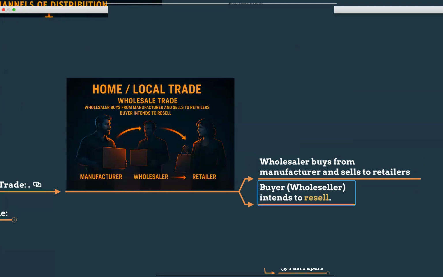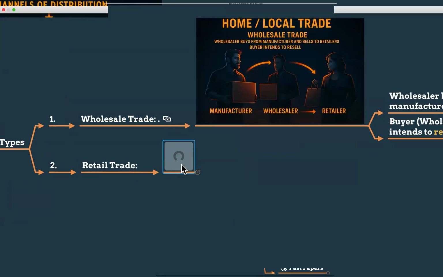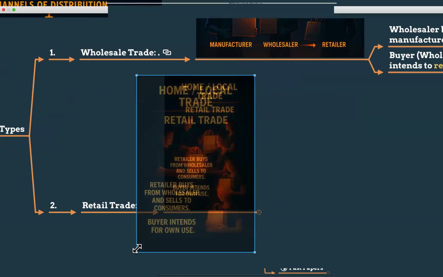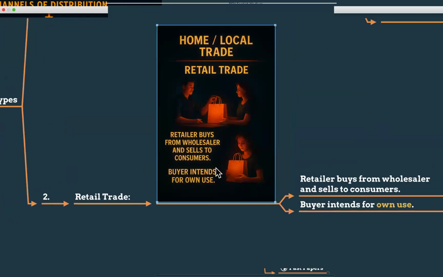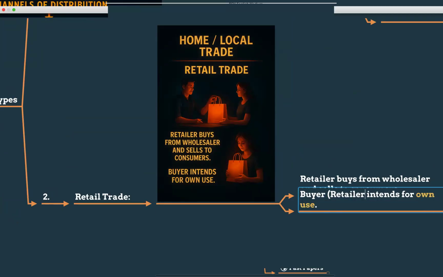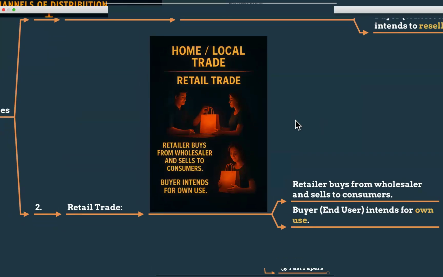So the wholesaler's intent is to resell to the retailers. And the retail trade, right? As we know, the retailer buys from the wholesalers and sells to the consumer. The buyer here, in the sense I'm mentioning, is the end user, not the retailer. So the intent is for own use.